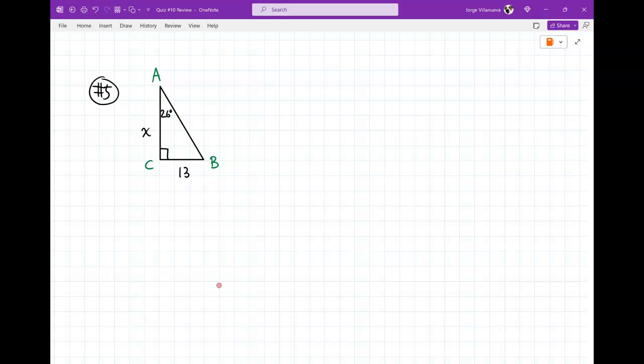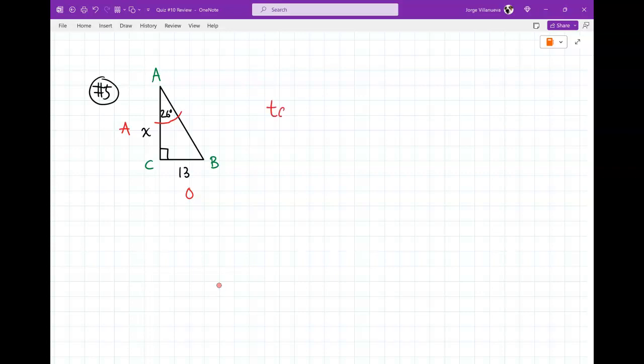So I'm going to go ahead and put an arc around the angle. All right. That arc right there tells me where I'm supposed to be focusing in terms of the angle. So that's 26 degrees. What's 13? Opposite. What about X? Adjacent, right? My hypotenuse is AB, side AB, but there's nothing there, so I'm not going to put it there. OA is what?